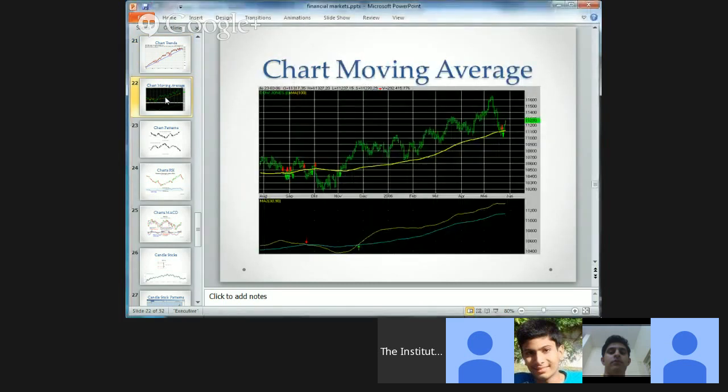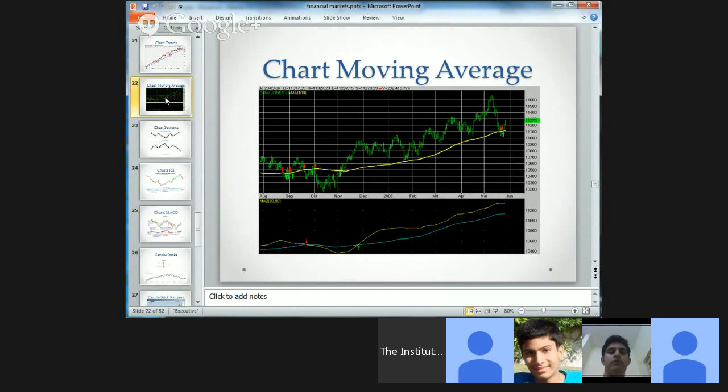Then you have the charts where they use moving averages, where they take moving averages of 30 days and 20 days or 120 days, depending, and they use those moving averages and plot a line. They use charting software where you have the existing data of a particular index or stock, and you have the moving averages plotted on it. So you have the moving averages.